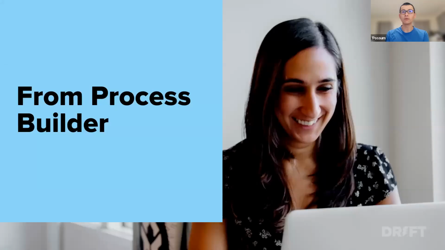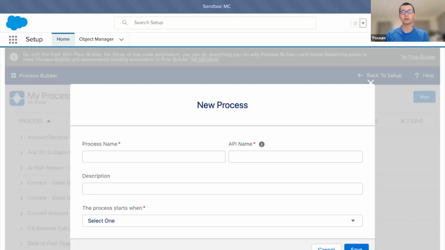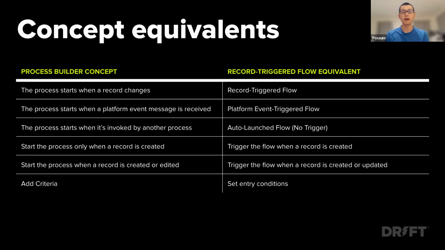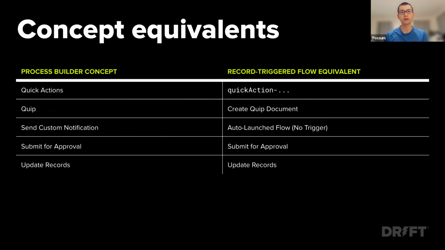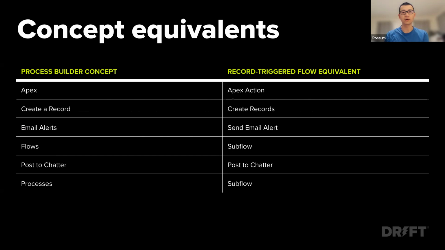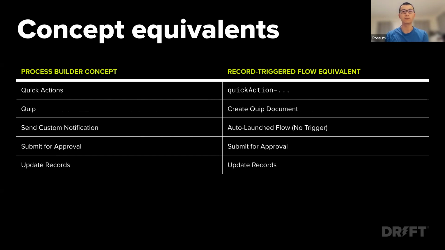So if you're going from Process Builder, that's very similar. Here's a reminder of what a Process Builder looks like. And there are also full equivalents for everything that Process Builder does in the Flow equivalent. So you can handle platform event messages. You can invoke the flow from another flow. You can do it when the record's created, or when it's created or edited. You have criteria. All the actions that you had: Apex, creating records, sending email alerts, calling other flows, posting to Chatter, calling other processes, which I guess, with processes going away, would leave us just with subflows. You can call quick actions, create quick documents, call other flows.